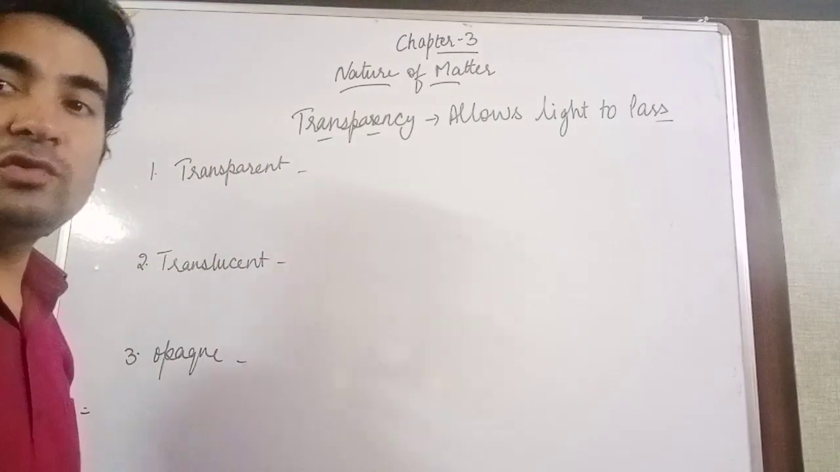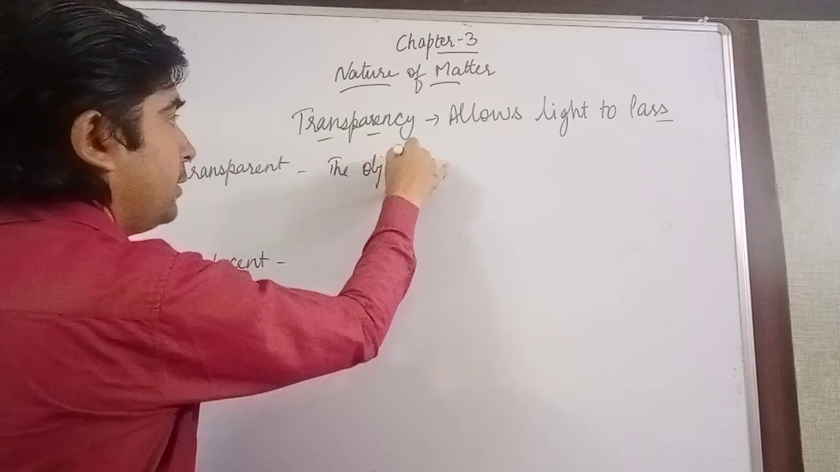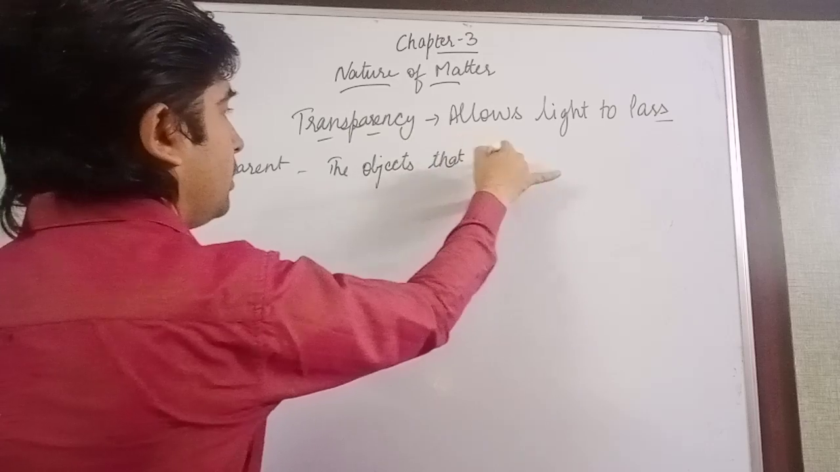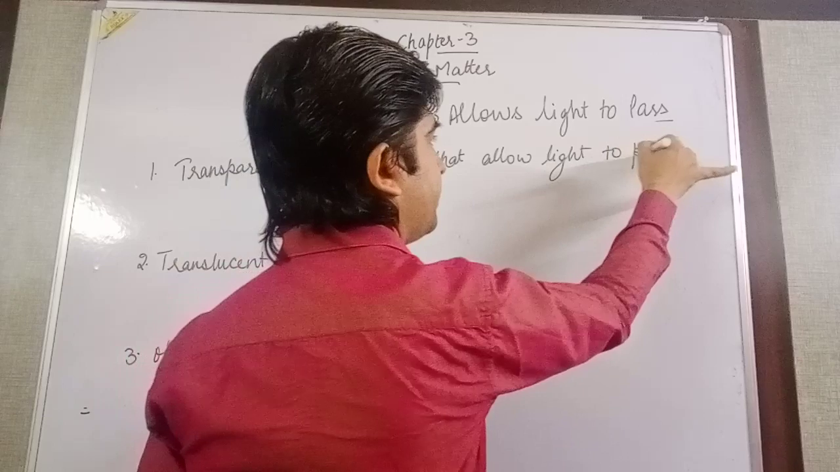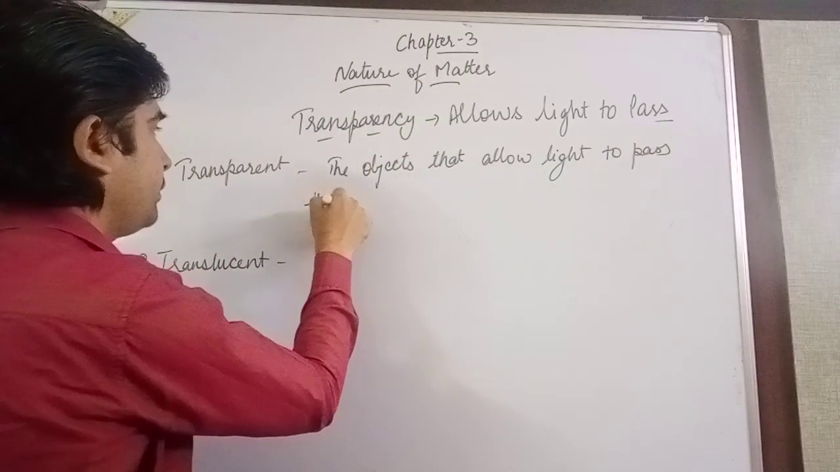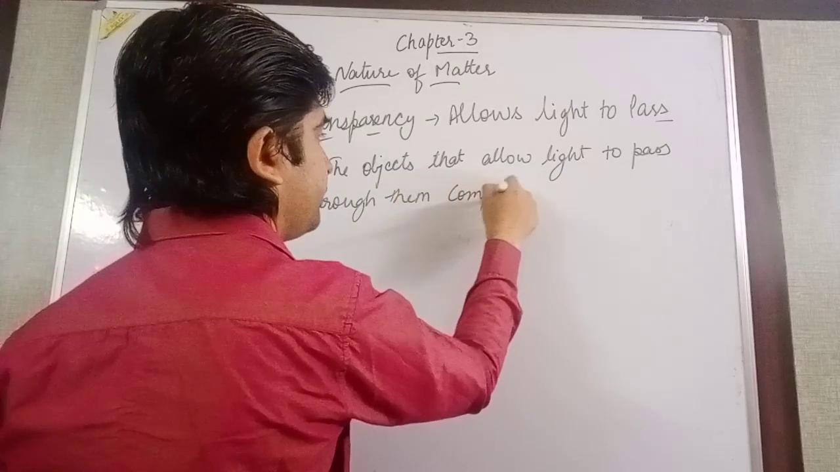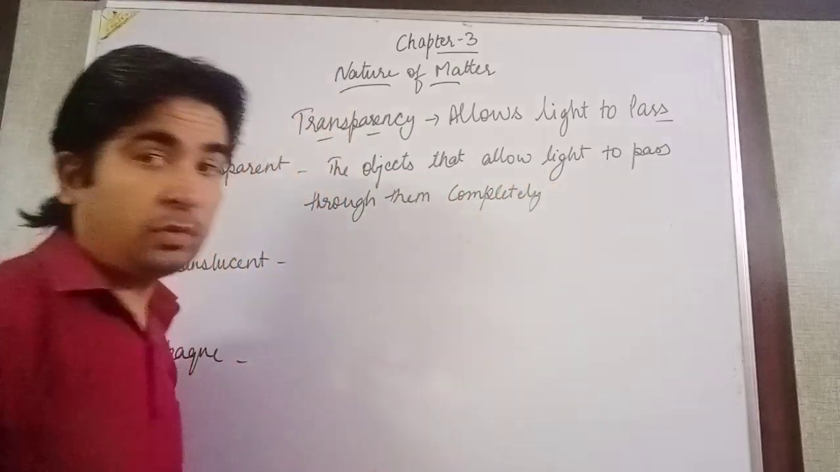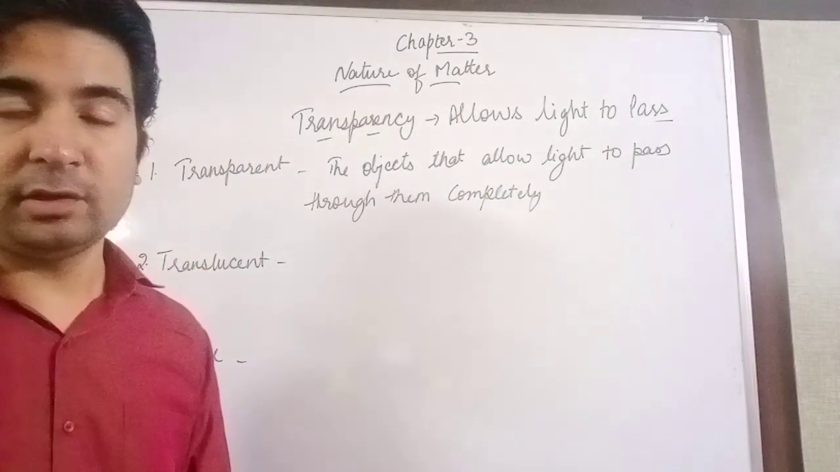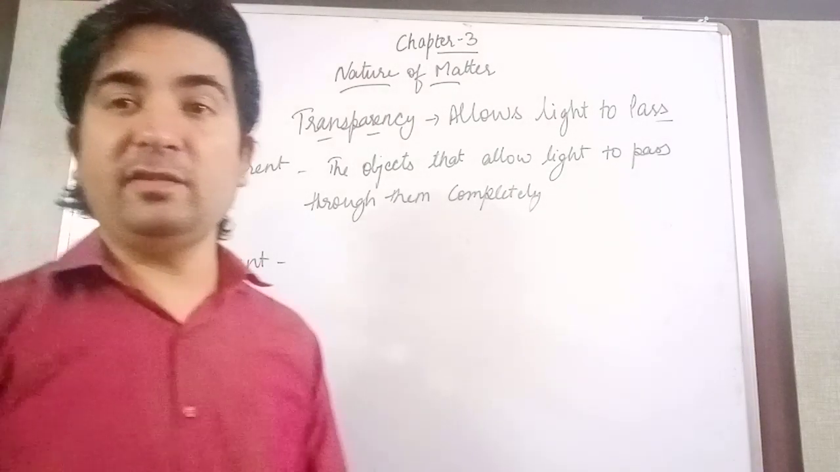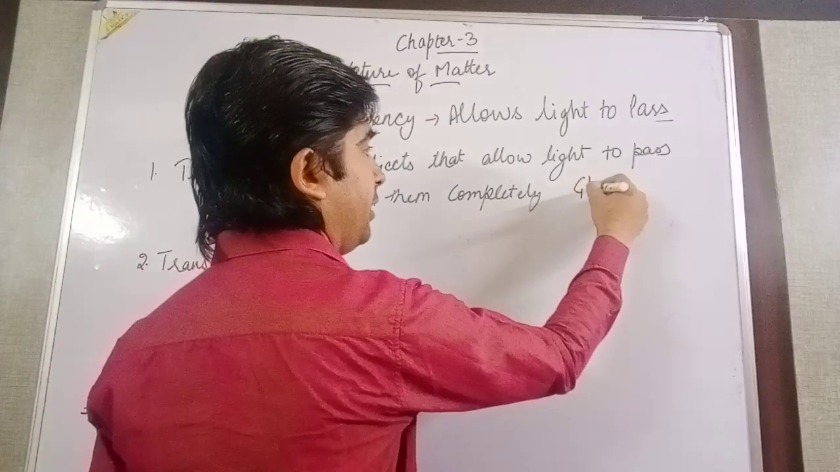Now if I talk about transparent objects, these are the objects that allow light to pass through them completely, in which we can see the object very clearly through it. These objects are known as transparent objects. For example, glass.